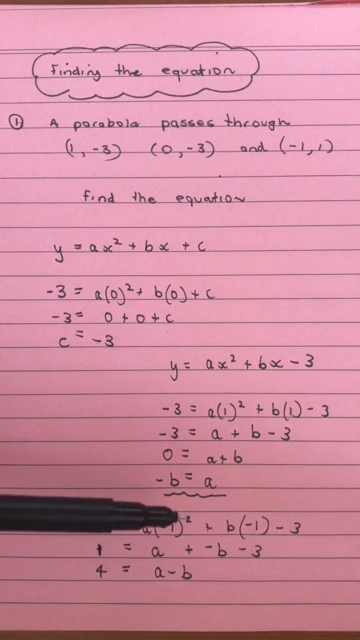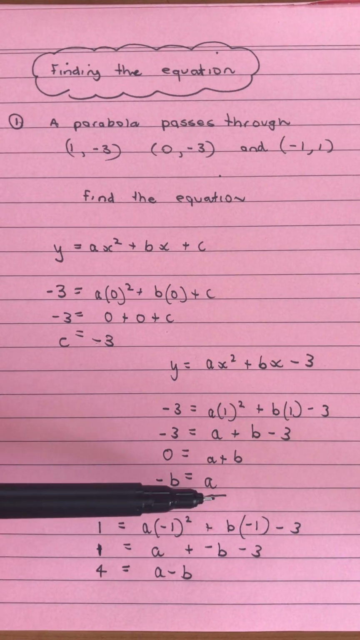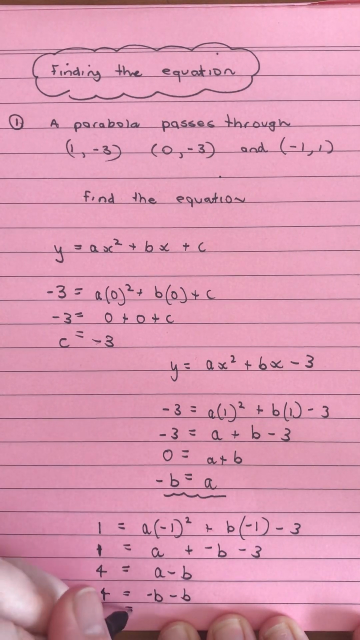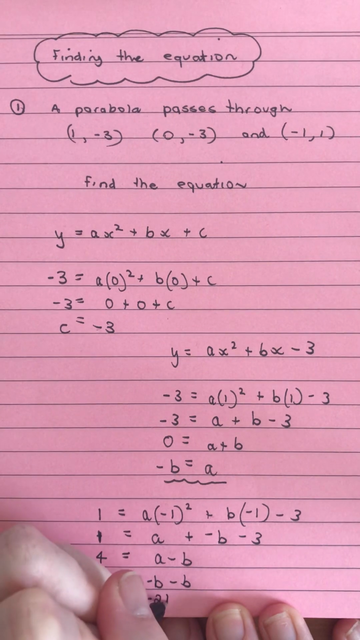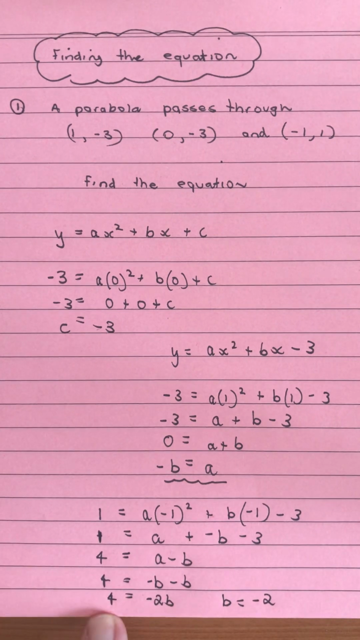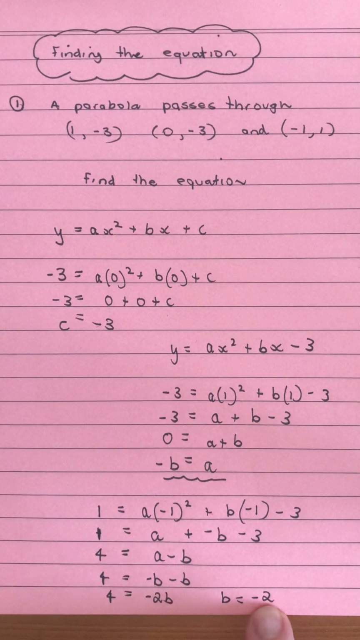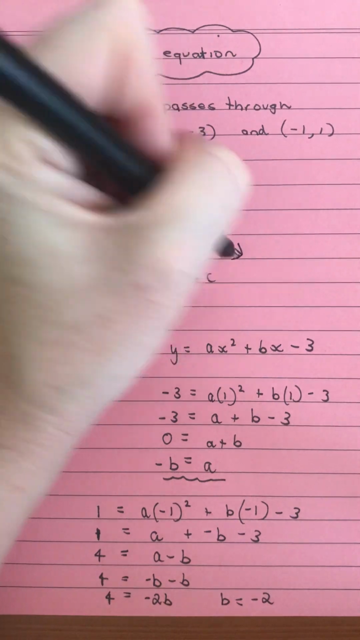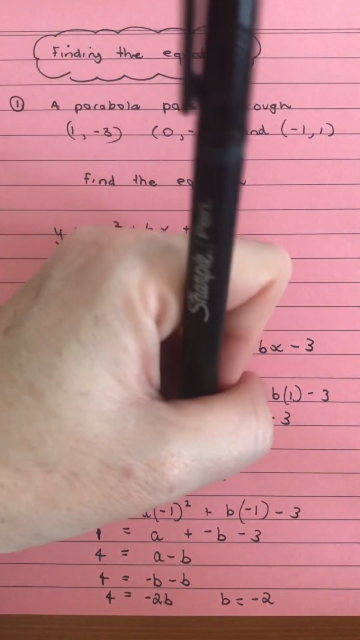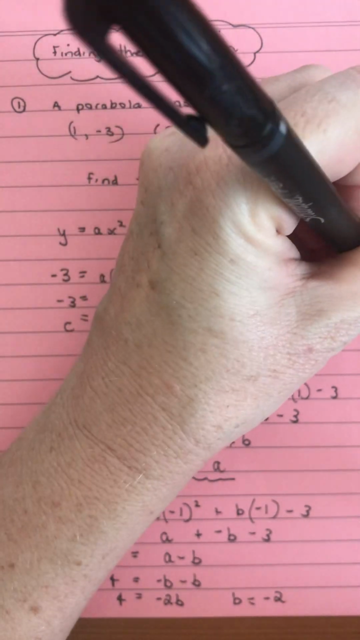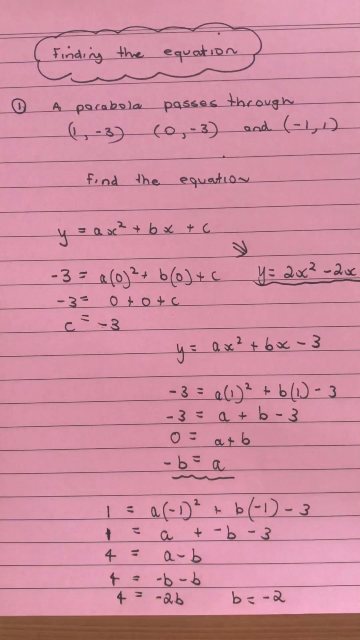I can then sub in that my a is equal to negative b. So what I get is negative b take b is equal to 4. So I have effectively negative 2b is equal to 4, so b must be equal to negative 2 when I do 4 divided by negative 2. Now that I know what b is equal to, if a is equal to negative b, a must be equal to 2. So then I can come back to my original equation and say that y is equal to, my a is 2, so I've got 2x squared, take 2x, take away 3 as my equation.